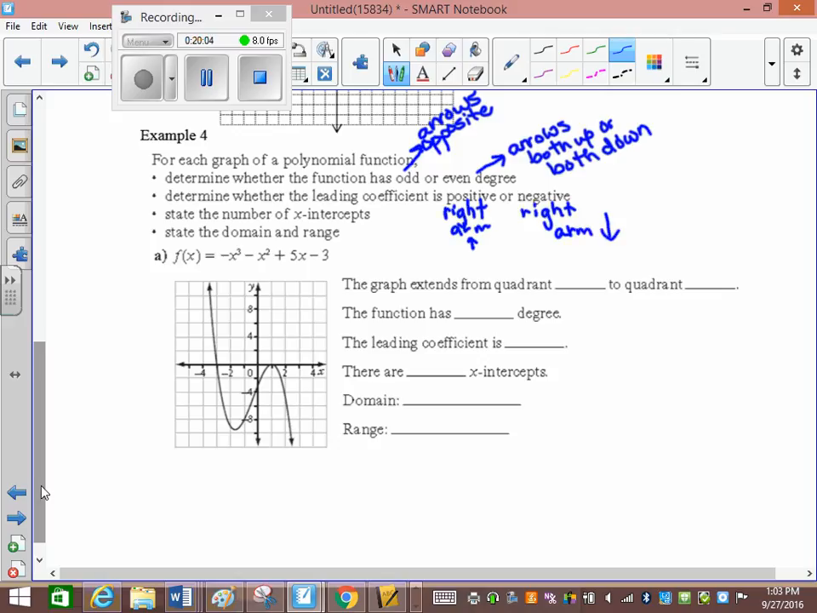Number of x-intercepts: look at how many times it touches the x-axis. In domain and range, domain and range are super easy if it's an odd function: x is all real numbers, y is all real numbers. If it's an even function, it's going to be x all real numbers and then y is greater than if it's a minimum, and less than if it's a max. Less than or equal to, greater than or equal to, less than. So let's look at this one. Your quadrants, if you don't know this, go 1, 2, 3, 4. That's your quadrant. So this graph extends from quadrant 2 to quadrant 4.